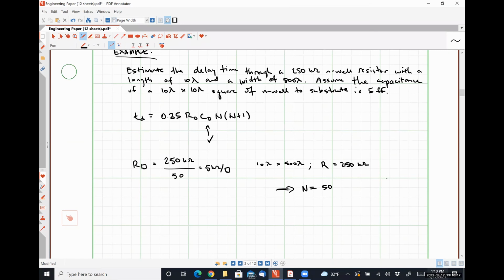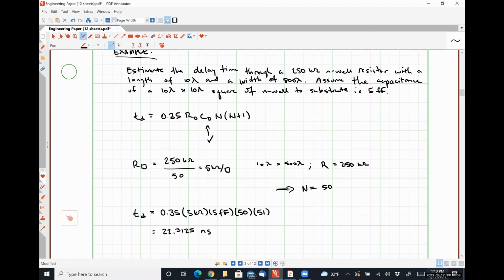All right, so from this, our delay time, TD, is equal to 0.35 times 5 kiloohms times 5 femtofarads times 50 times 51, which I believe I get to be 22.3125 nanoseconds.